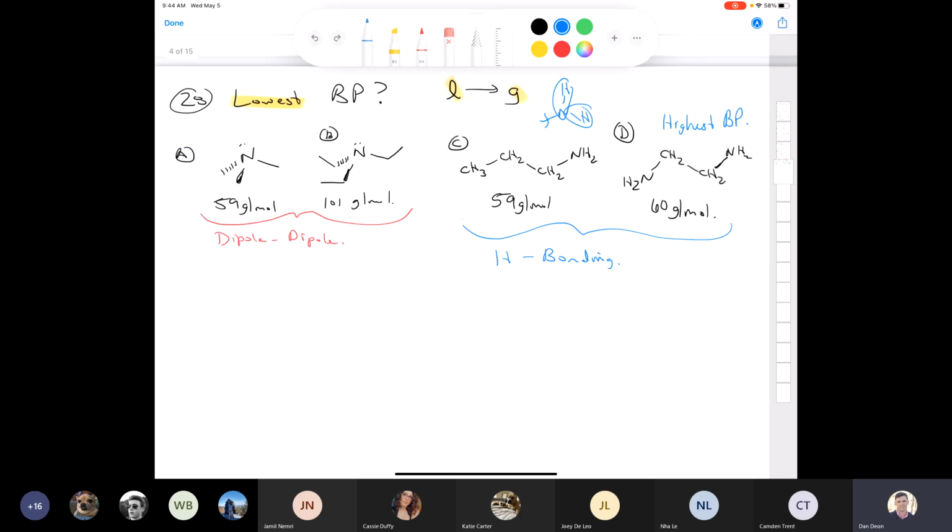Which one of these has the lower boiling point? Well, they're both very similar. They both have dispersion forces. They both have dipole-dipole forces. But now we're going to base it off of molar mass. This one's lighter. It has fewer electrons, therefore less dispersion forces. And so A is going to take the least amount of energy to convert from a liquid to a gas. And so the answer is A, it has the lowest of all the boiling points.